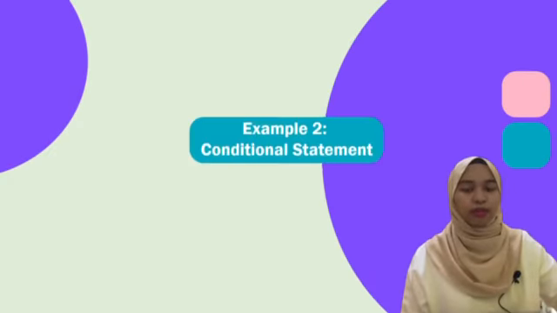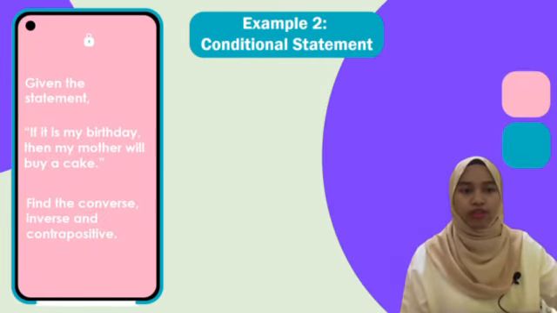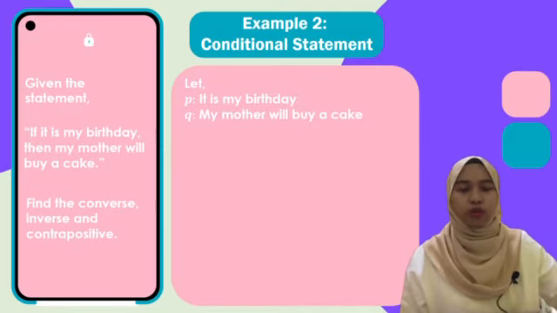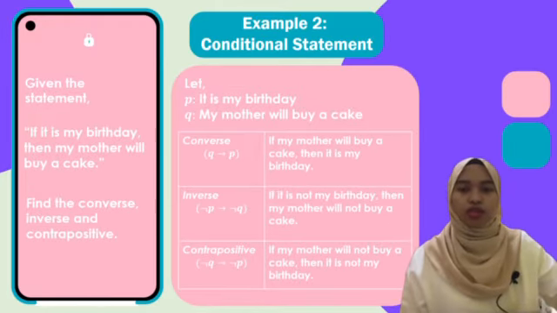Let's go through example 4 about conditional statements. Given the statement, if it is my birthday, then my mother will buy a cake. The question asks to find the converse, inverse, and contrapositive. For the first step, we have to define our P and Q so that it will be easier for us to change to any conditional statement that we want. Let's say our P is it is my birthday and Q is my mother will buy a cake. So, for the converse, we just have to switch the position of P and Q from if P then Q to if Q then P. So the answer will be, if my mother will buy a cake, then it is my birthday.